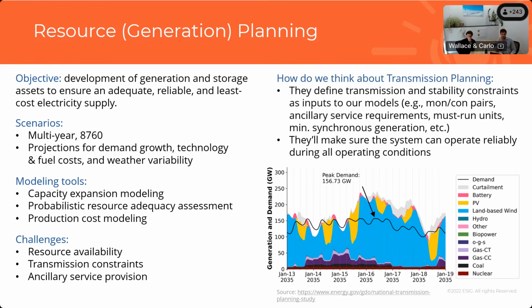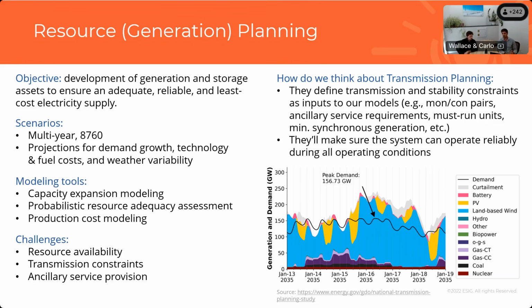Something very important. So as I said, I'm playing the role of the generation planner, but I do interact with a transmission planner or a reliability planner. And how do I think about this person? For me, Wallace is the person that actually defines transmission and stability constraints that I do consider in my models. And depending, I'm going to consider them mostly in my production cost models, but I may also consider them in my resource adequacy and capacity expansion models.